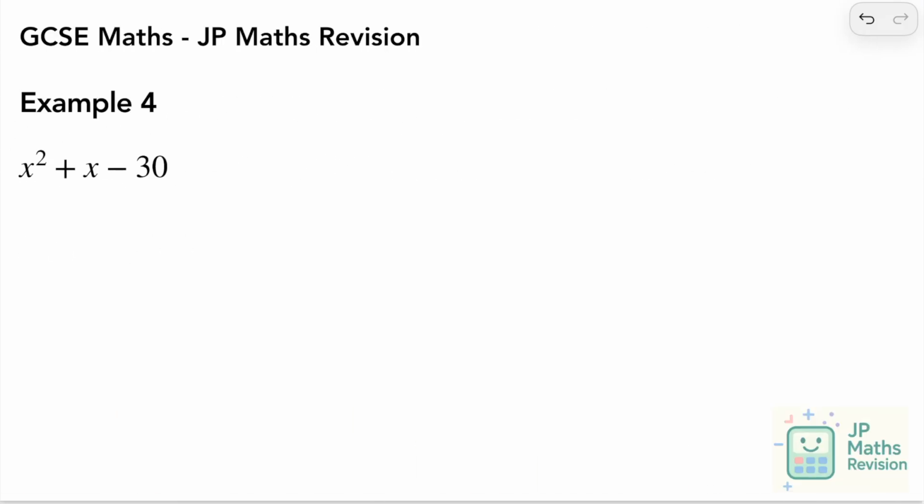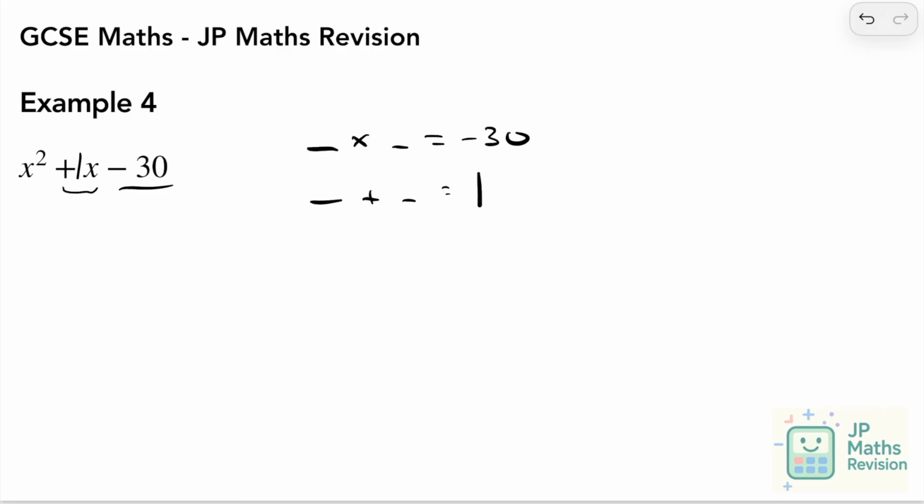So this question here, we need to think of two numbers that multiply to the number on the end, which is minus 30. But this time, what do they need to add to? So this time we have plus x. So they need to add to the coefficient of the x term. It's not obvious because it's not written down, but when we have x by itself, that x by itself is an imaginary 1. So this time they need to multiply to minus 30 and they need to add to 1.